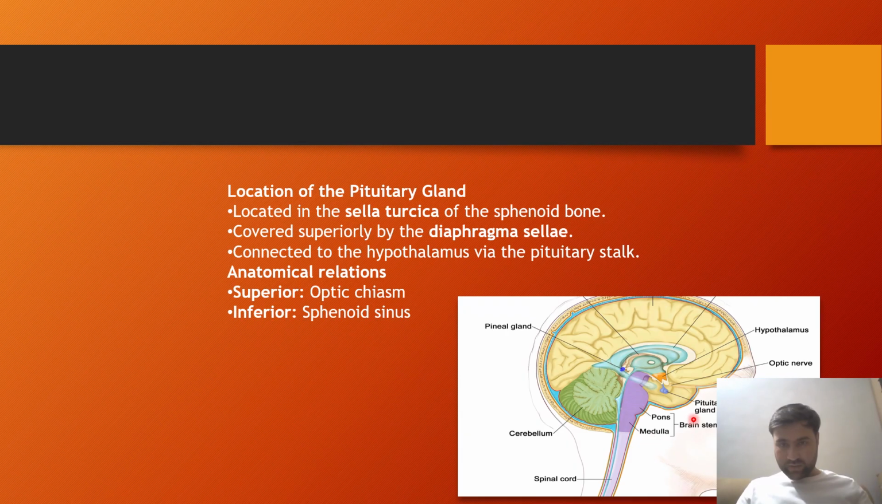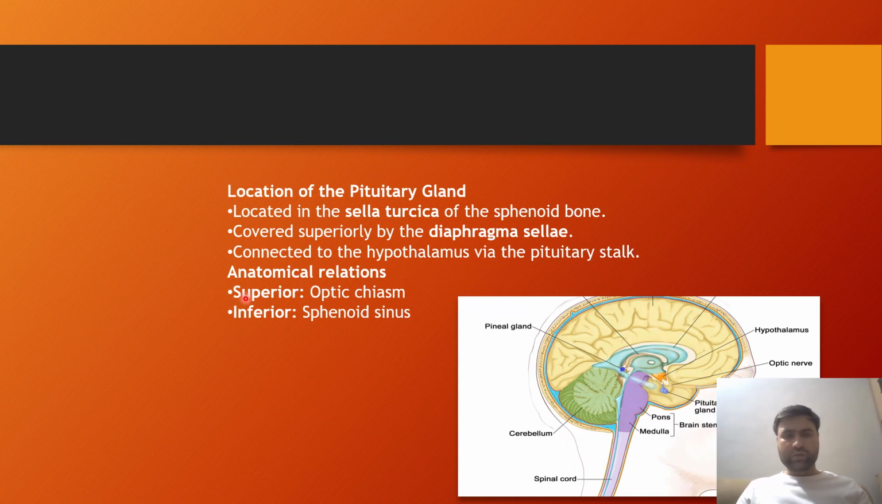Here you can see that the pituitary gland is located here, where is a marker. So pituitary gland is located here and it is connected through the infundibulum with the hypothalamus. It is located in the sella turcica of the sphenoid bone. It is covered superiorly by the diaphragma sella and connected to the hypothalamus by the pituitary stalk.